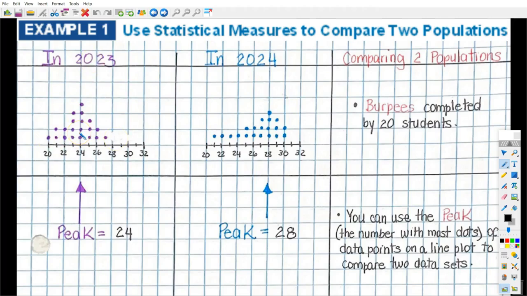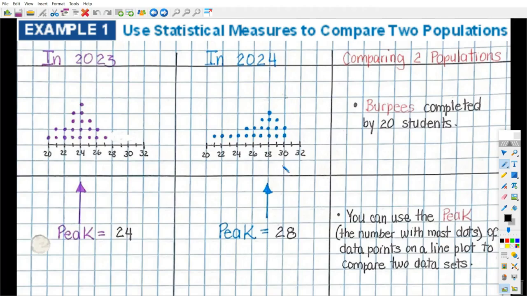Let's look at 2024. 1 kid did 21. 1 kid did 22. 1 kid did 23. 1 kid did 24. 2 kids did 25. 2 kids did 26. 3 kids did 27. 4 kids did 28. 3 kids did 29. And 2 kids did 30. Okay? So that is the line plots. Now we know everything about that.